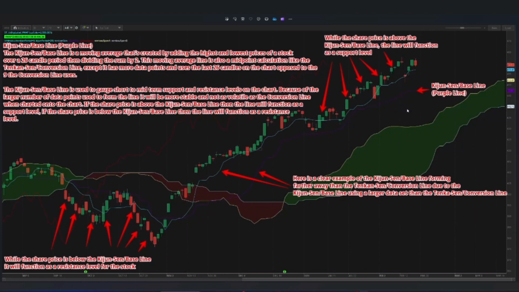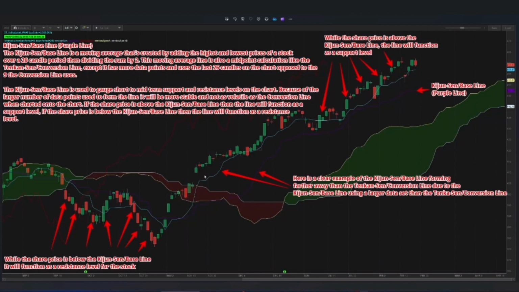So the Kijun baseline is going to be used as a short-term to mid-term support and resistance line. You would put more weight, more importance on this line when comparing it to the conversion line, because if the share price does break beneath the Kijun baseline, that means the share price is likely to be more significantly bearish than when it breaks beneath the conversion line for a little bit and goes back up, for example.